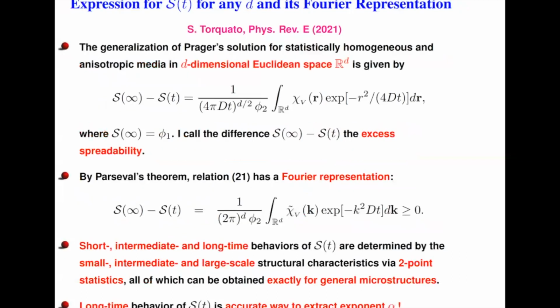Okay, so let's begin with the generalization of that d-dimensional formula, Prager's formula, in any space dimension. I'm going to call this S infinity, where S infinity is phi1, because the fraction at infinite time is just the porosity, say. Minus this, I'm going to call that the excess spreadability. Now you can show using Parseval's theorem that you immediately have a Fourier representation in terms of the spectral density.